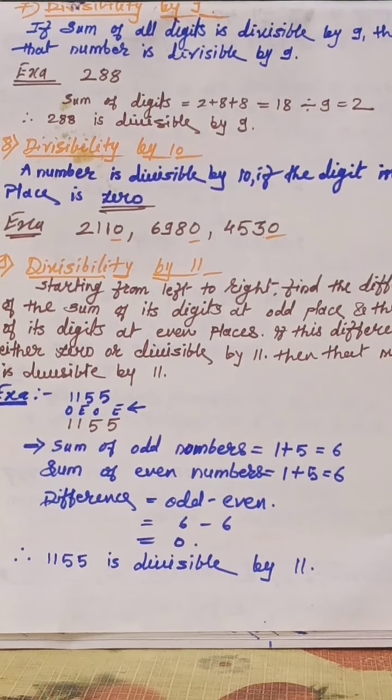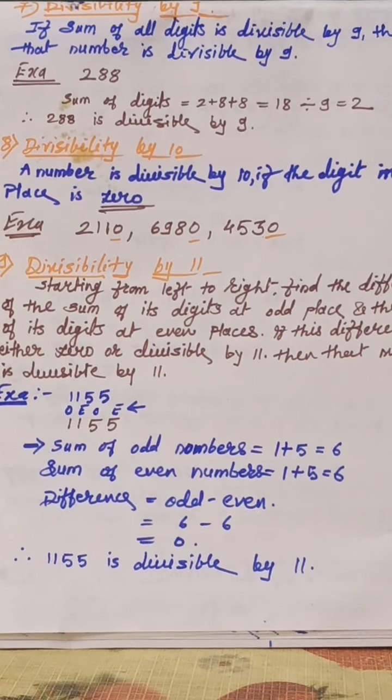The next test is divisibility by 10. It is very easy. We have to check the last digit. If it is 0, then that number is divisible by 10. See the numbers, for example: 2110, 6980, 4530. The last digit is 0. Therefore, these numbers are divisible by 10.